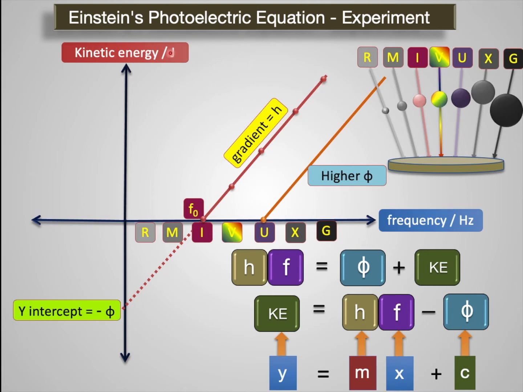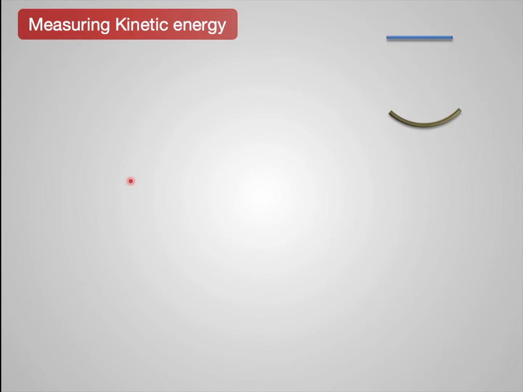Practically, how do you measure this kinetic energy? Because you don't even see an electron. So how are you going to measure its kinetic energy? In the next part, we are going to see how the values on the y-axis are obtained. So to measure the kinetic energy, I am using this arrangement.